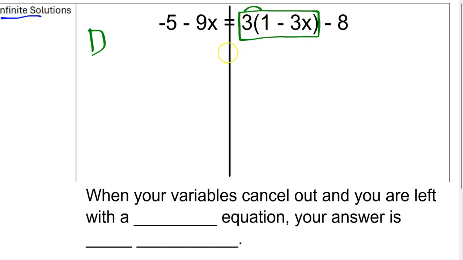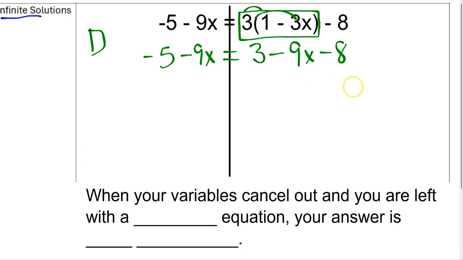3 times 1 is 3. 3 times -3x is -9x. And then I'm going to just bring down my -8. On the other side, I'm going to bring down what I had, -5 minus 9x. I didn't do anything to that side yet. Next step. Now we have variables on both sides, so I'm going to S for sort.